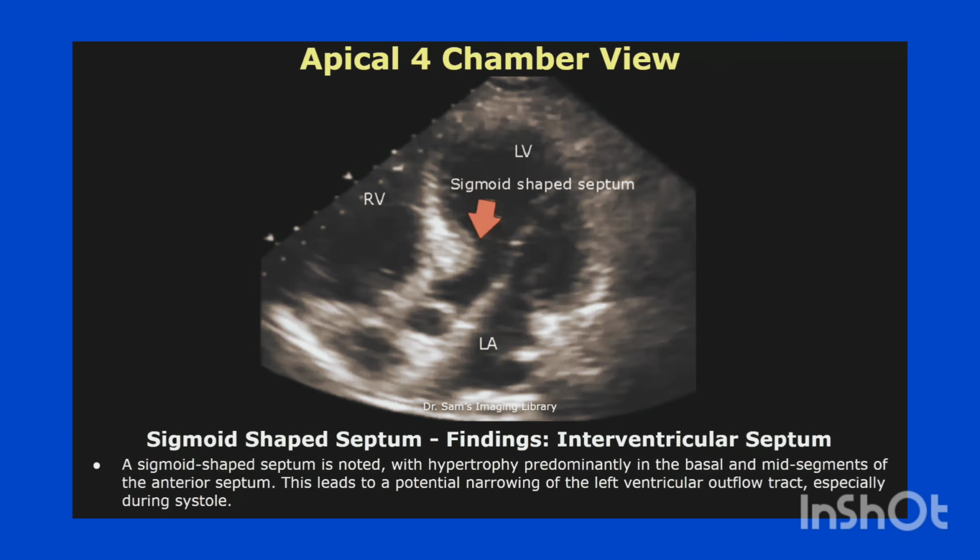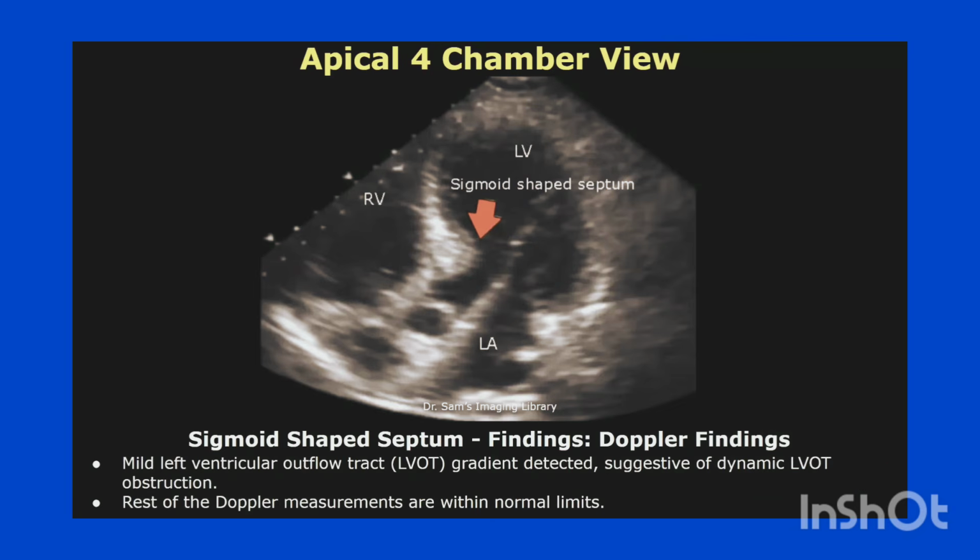These are the findings in the interventricular septum. A sigmoid-shaped septum is noted, with hypertrophy predominantly in the basal and mid segments of the anterior septum. This leads to a potential narrowing of the left ventricular outflow tract, especially during systole.